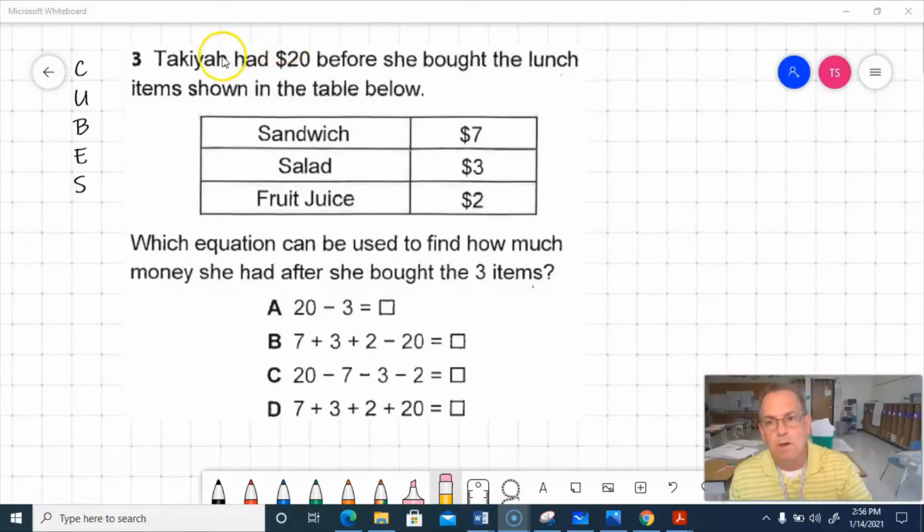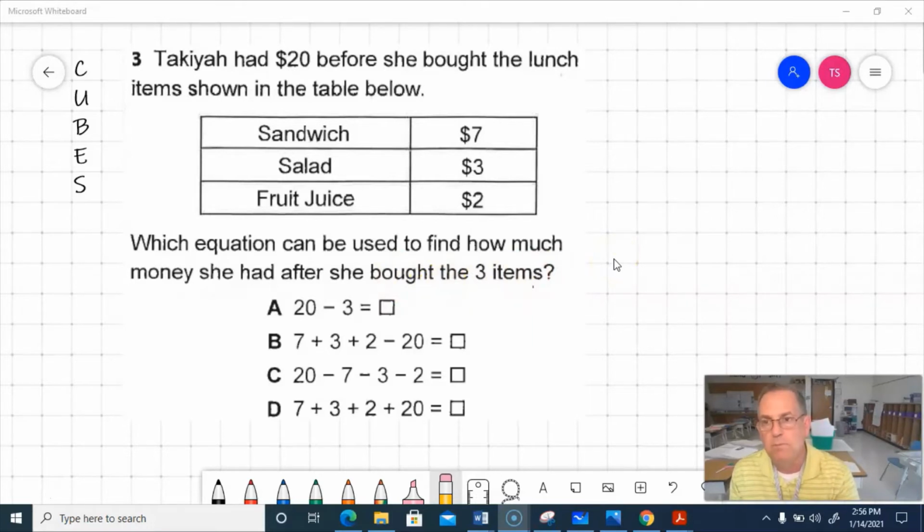Okay, go ahead and follow along. We're going to work through this problem together. I'm going to call her Tia. Tia had $20 before she bought the lunch items shown in the table below. A sandwich for $7, a salad for $3, and fruit juice for $2. Which equation can be used to find how much money she had left after she bought the 3 items?